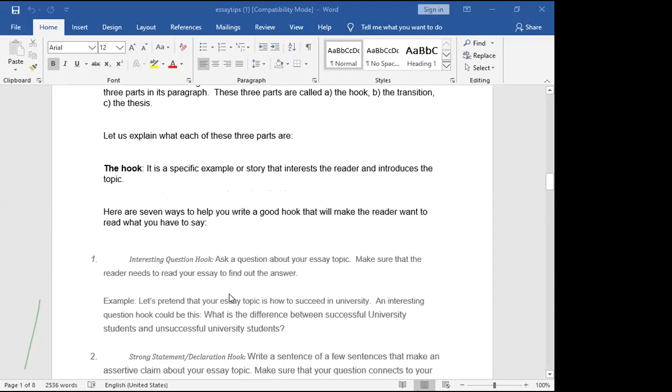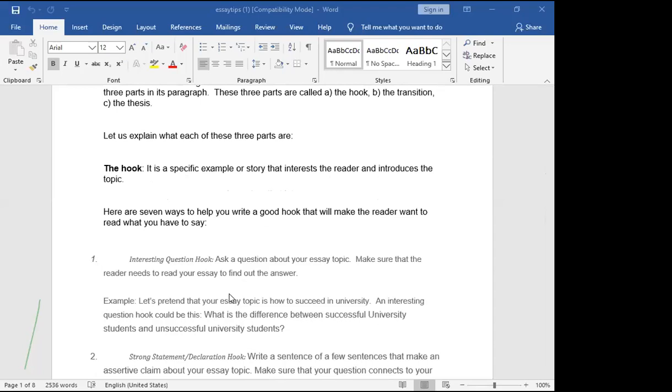I think those who have good gadgets, you'll have to screenshot this particular area. Interesting question. Ask a question about your essay topic. Make sure that the reader needs to read your essay to find out the answer. You are picking your words.